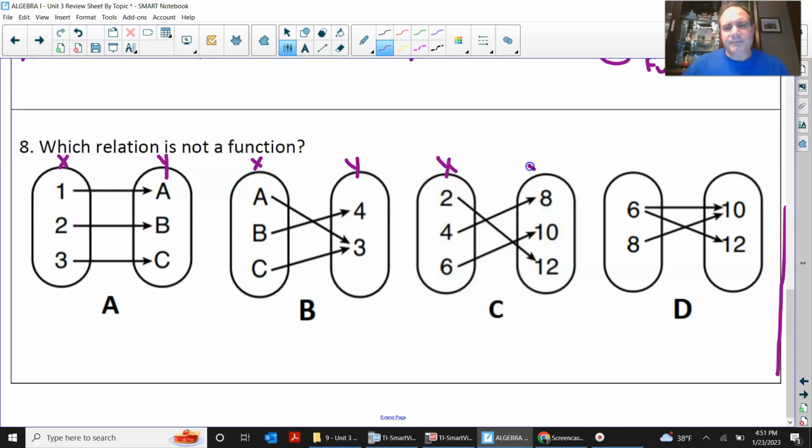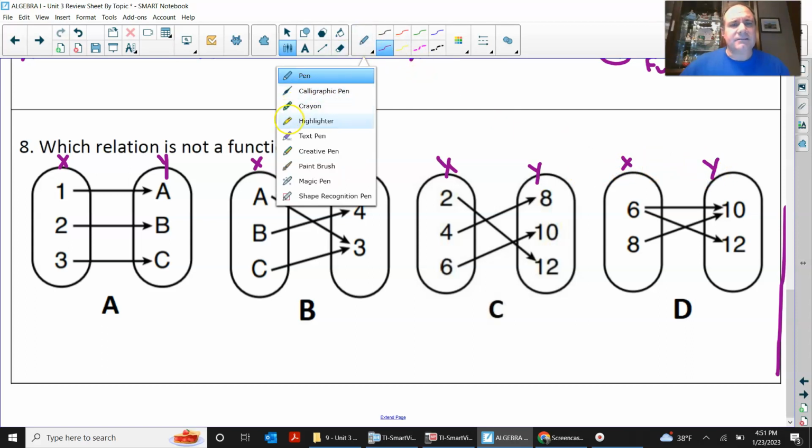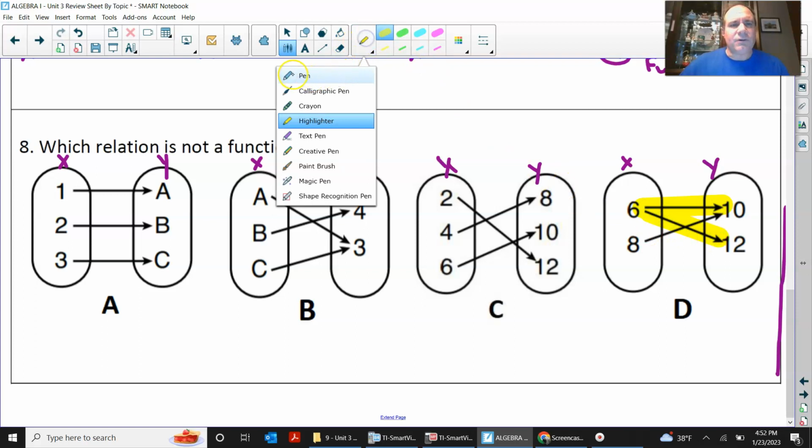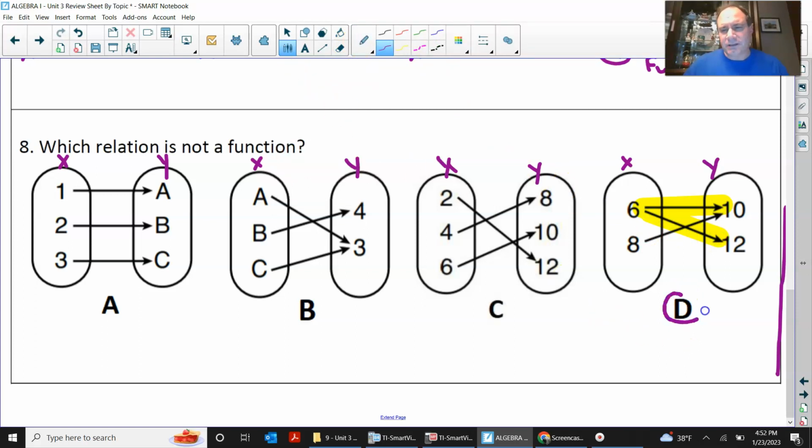So that means anytime you have 2 lines coming from an x going to 2 different outputs, which is right here, 6 goes to 10 and then 6 goes to 12, that is the one that is not a function. This is your answer. D is your answer because, again, 6 goes to 10 and 6 goes to 12.